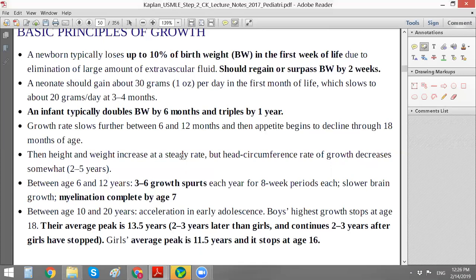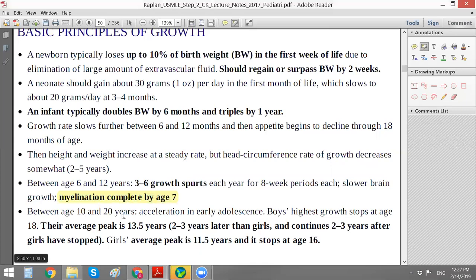Height and weight increase at a steady rate, but head circumference rate of growth decreases somewhat from 2 to 5 years. Between age 6 and 12 years, there are 3 to 6 growth spurts each year, for 8-week periods each. Slower brain growth, myelination complete by age 7. That's why we say that by 5 years, 90% of the brain development has occurred.